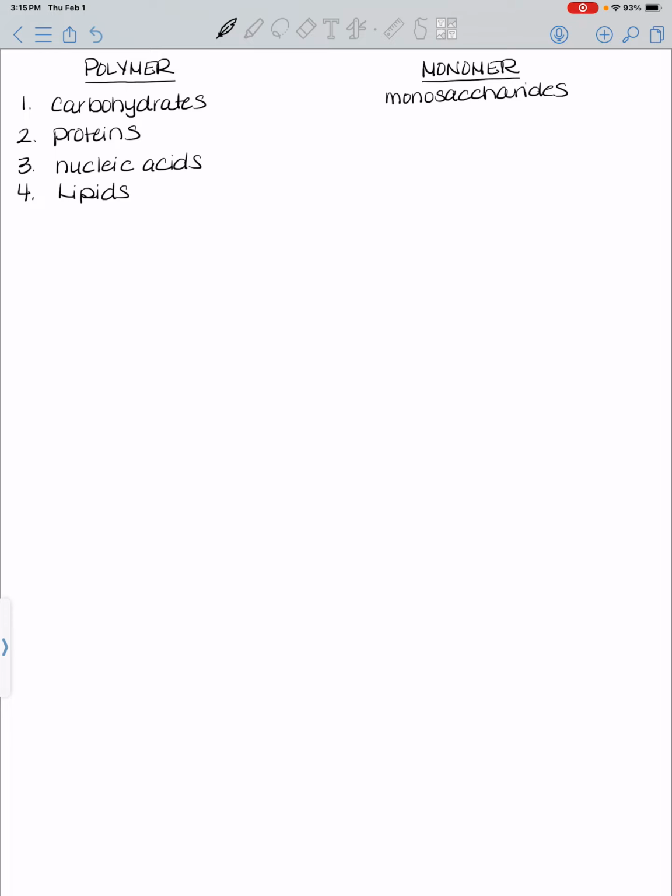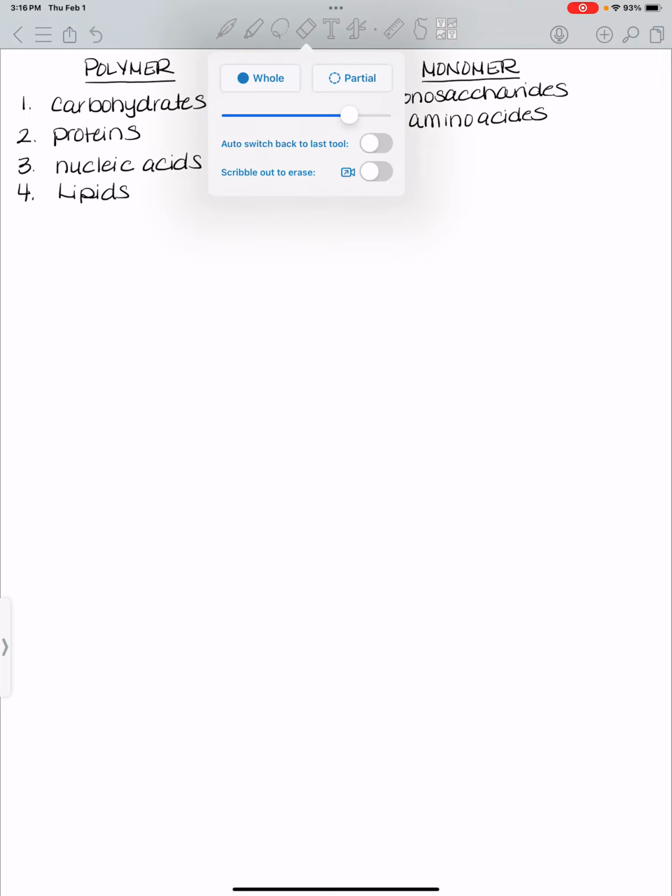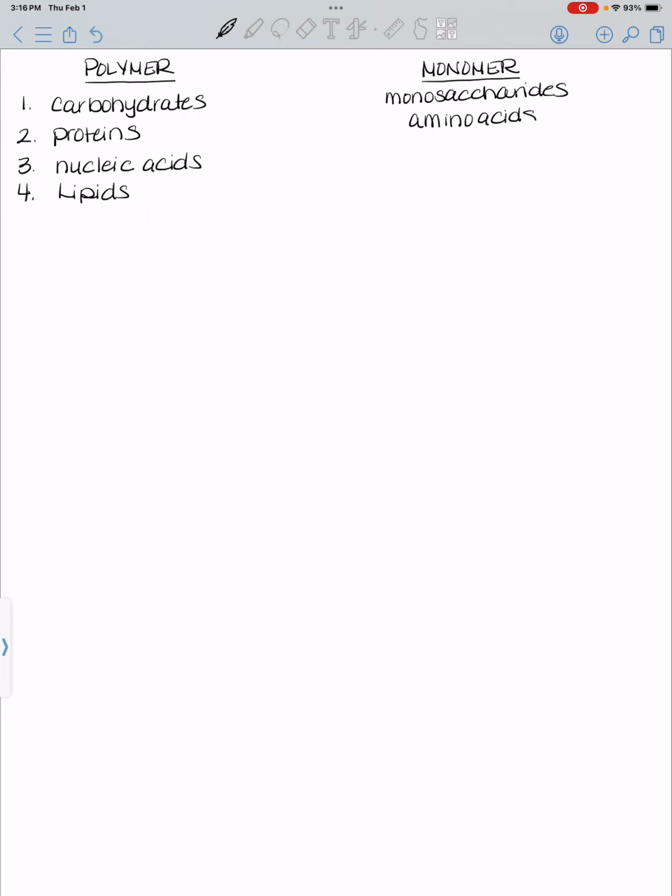Proteins, and you learned this from chapter 3 when we did transcription and translation, are built from building blocks called amino acids. There was 20 of them. I don't expect you to memorize them. They were given to you on a genetic code previously, but just know that the building blocks are amino acids for proteins.